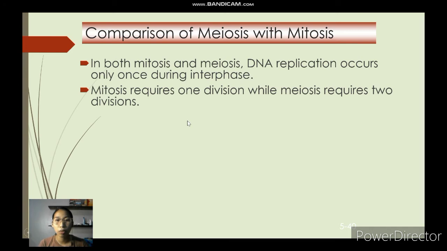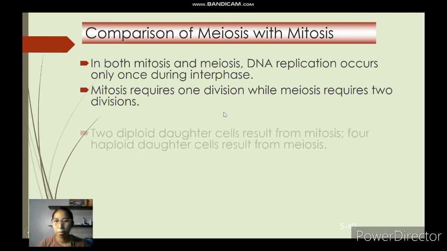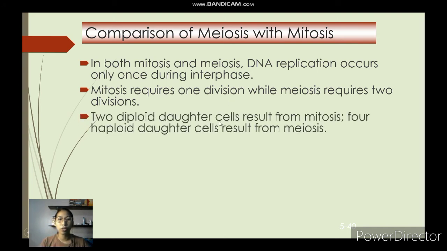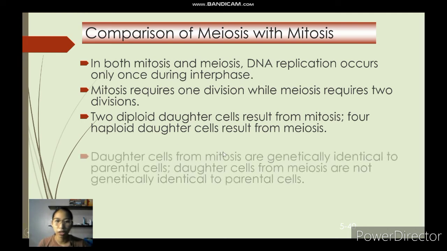Also, mitosis requires 1 division, while meiosis requires 2 divisions. And then 2 diploid daughter cells result from mitosis, while 4 haploid daughter cells result from meiosis. Muna sila ang mga main difference nila.